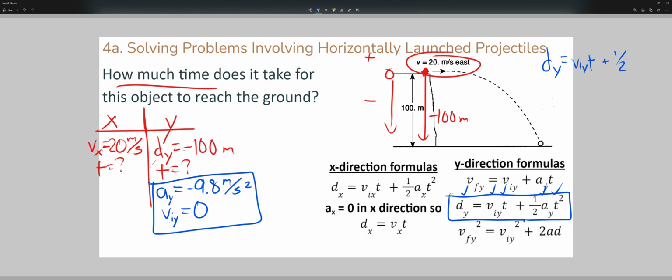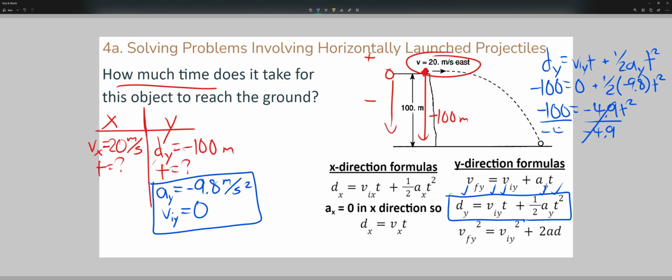You're going to do that. dy is negative 100, viy is 0, ay is negative 9.8, t squared. Negative 4.9 t squared. This gets you 20.4, and then you take the square root of this, and you get 4.5 seconds. Okay, and this is your time.